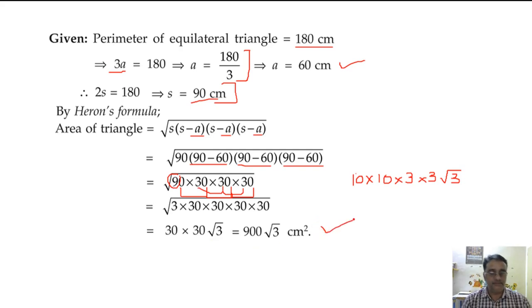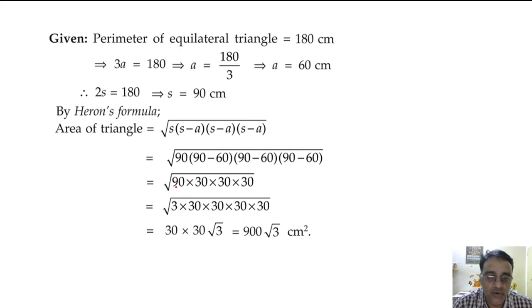Any doubt? No, sir. You can break this in this way also. 3 into 30, 90. Now how many 30s are there? 4. So 2 of the 30s come outside and a 3 remains inside. Okay. So whichever is easy, you can apply that, or you can apply this formula also.